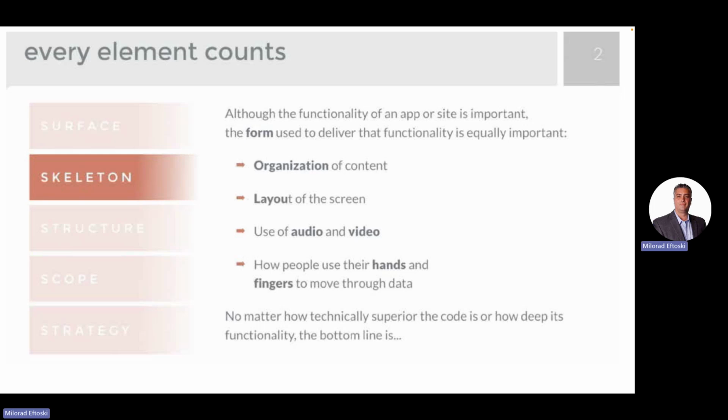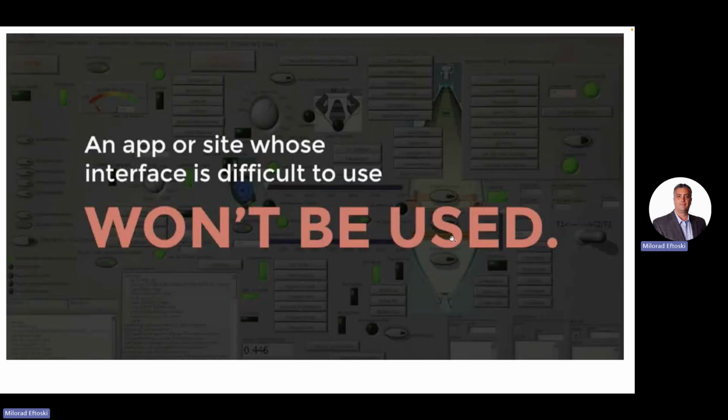Although the functionality of an app or a site is important, the form used to deliver that function is equally important. So the form consists of those points that you see there, which is the organization of content, the layout of the screen, the use of audio and video, how people use their hands and fingers to move through data. No matter how technically superior the code is or how deep its functionality, the bottom line is an app or site whose interface is too difficult to use, it won't be used.